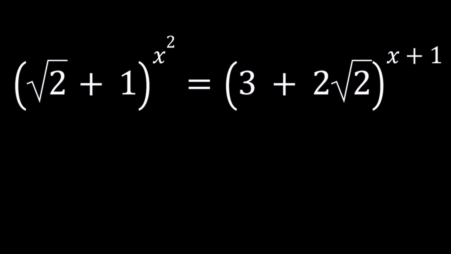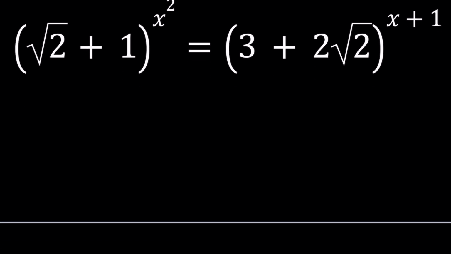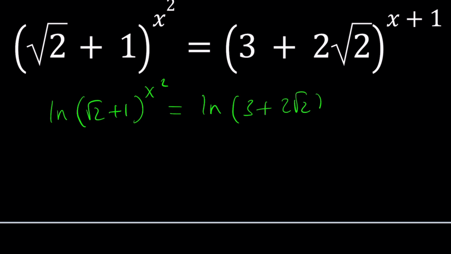So we're going to apply two methods. The first method, we're going to log both sides. I'm going to use natural log for this. ln square root of 2 plus 1 to the power x squared equals ln 3 plus 2 root 2 to the power x plus 1. And by using properties of logarithms, we can move these to the front.